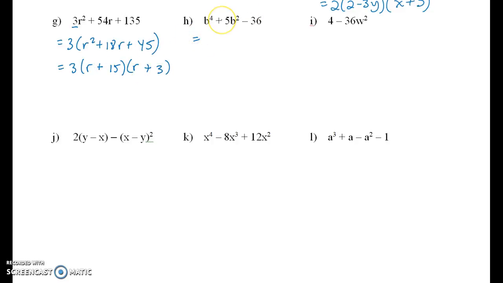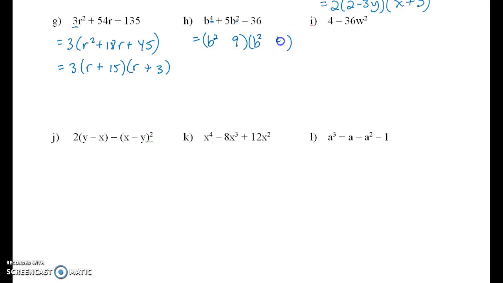Little bit of a twist in letter H because we have an exponent of 4. But also, in the middle, we have an exponent of 2. So the leading terms in both of these brackets won't just be b and b. They're going to be b squared and b squared. Still the same kind of questions as before, though. We need factors of 36 that will subtract to give 5. Long story short, it's going to be 9 and 4.